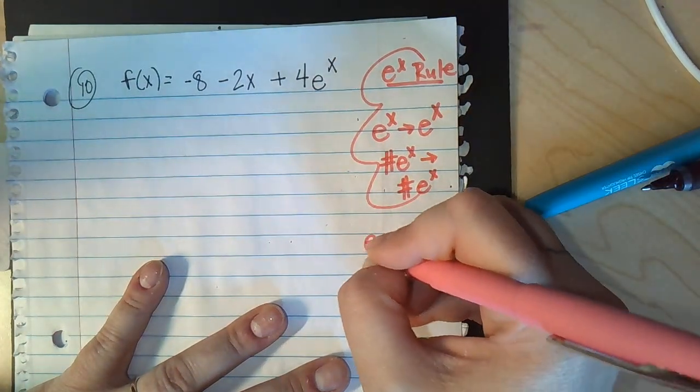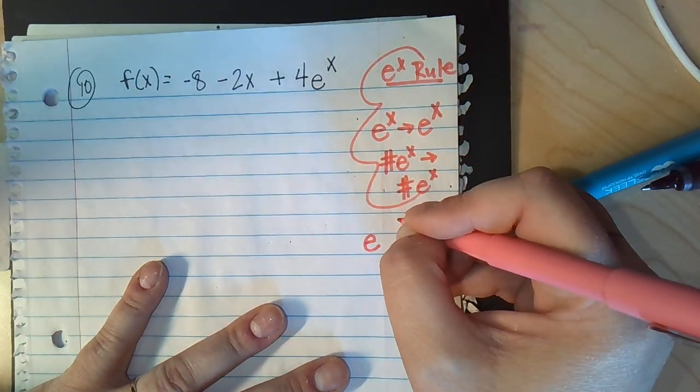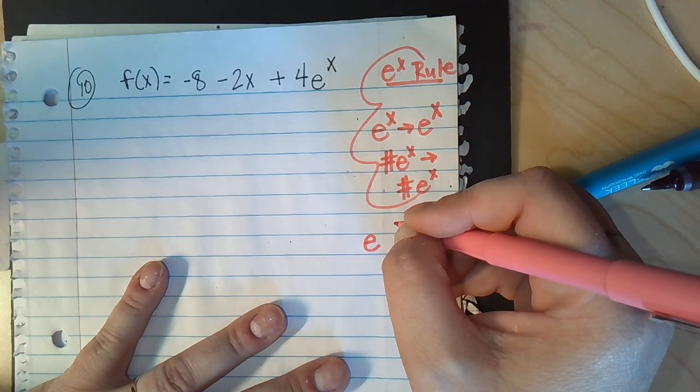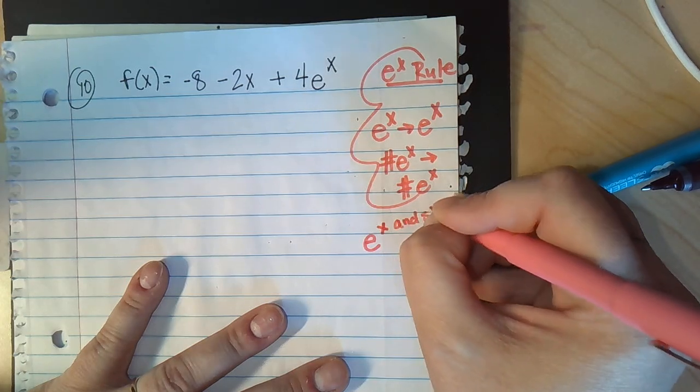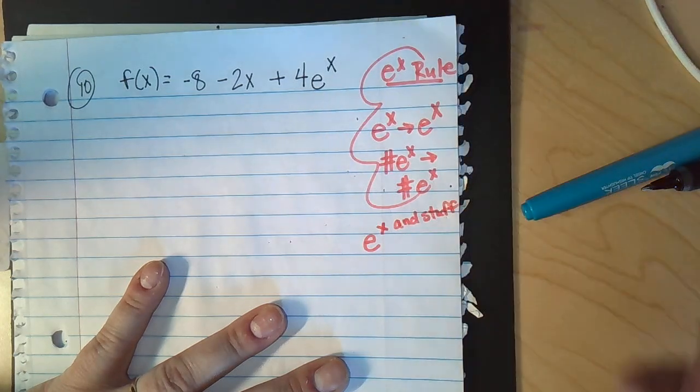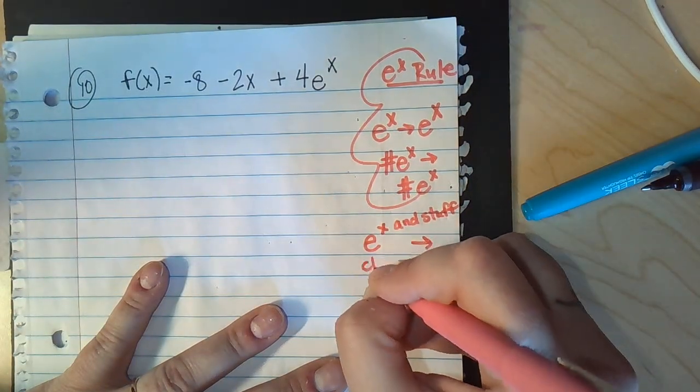If you have e to the x and other stuff up there, then the derivative is you have to use the chain rule.